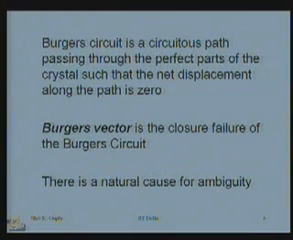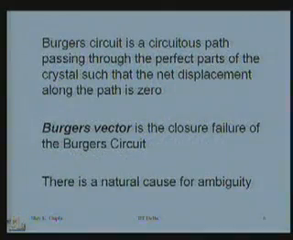And this circuitous path passes through only the perfect parts of the crystal, not through the imperfect. Imperfect part here, I am referring to, I just showed you an edge dislocation. Around that the bonds are strained. Above the slip plane they are in compression, below the slip plane they are in tension, not through this region. The Burgers circuit should not pass through this region. Perfect parts where the bonds are not strained.